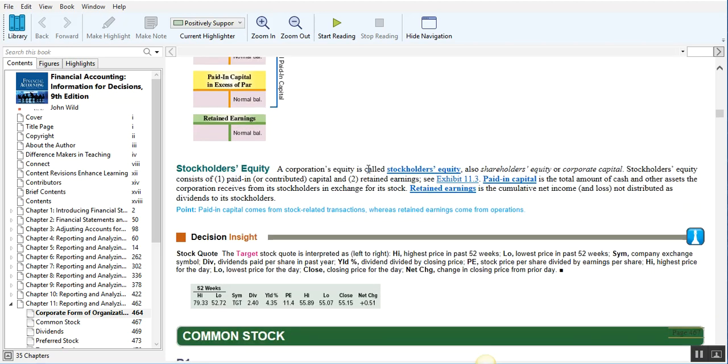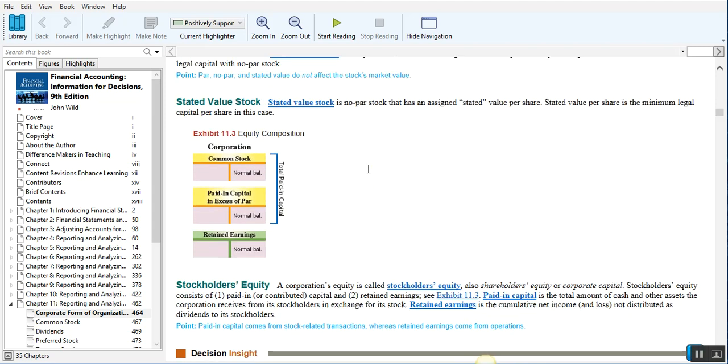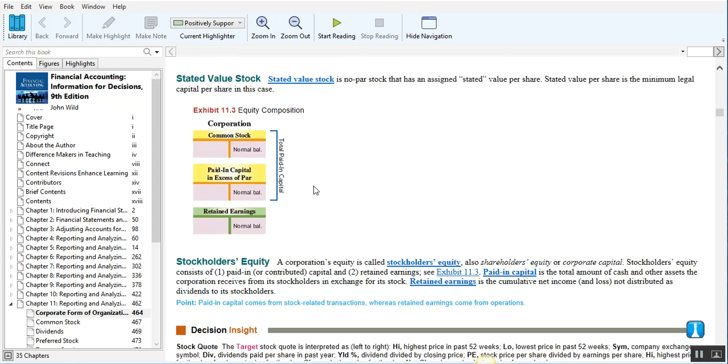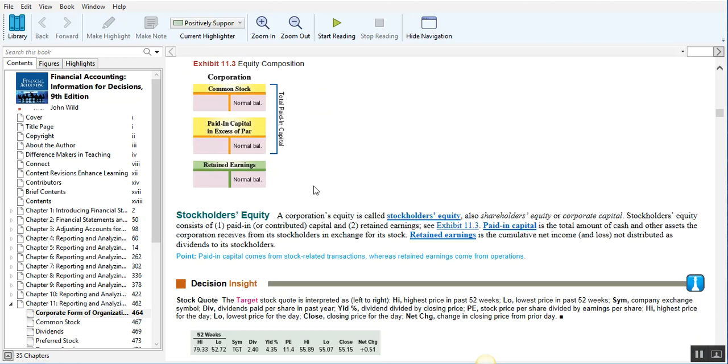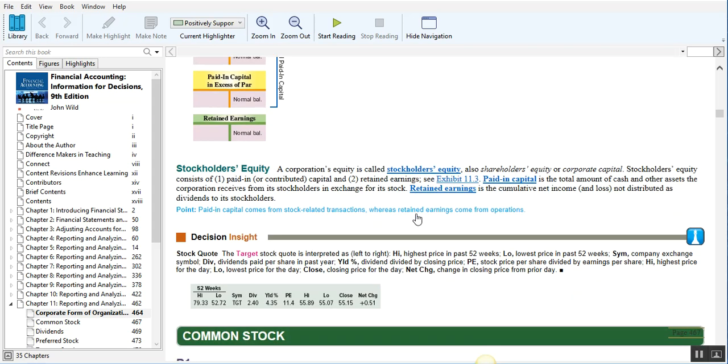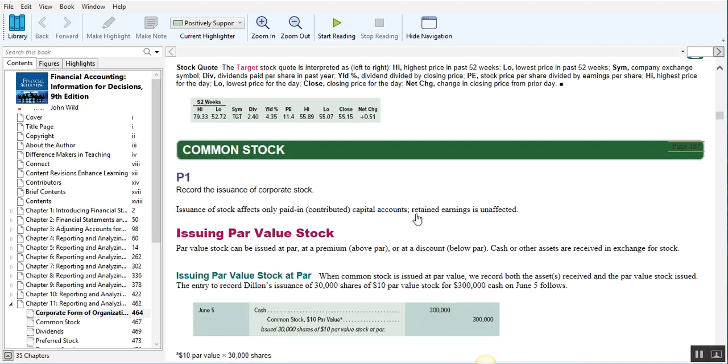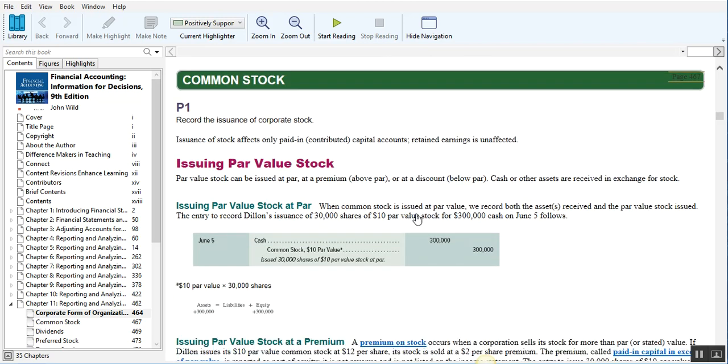Now, when we look at selling stock itself, if we sell it at the par value, we're not going to have any additional paid-in capital. But if we sell it above par, which happens quite frequently, we'll have an additional paid-in capital added to whatever shares of stock we already have. Retained earnings is the other piece that's in the stockholders' equity section.